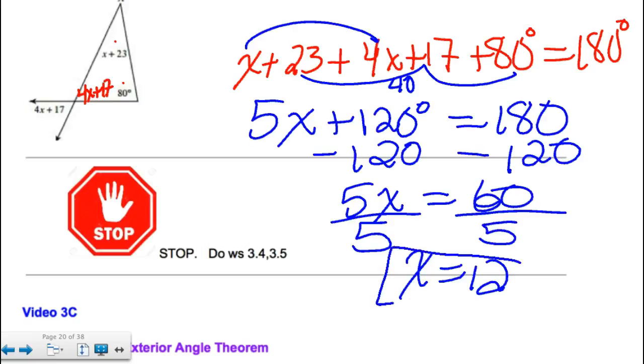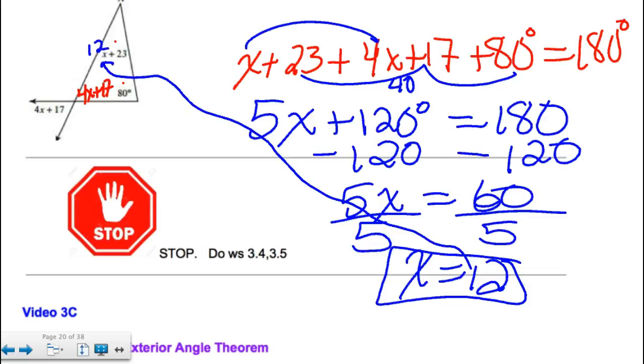And on this one, let's suppose the direction said find x. However, if it said to find the measure of angle A, I'd have to take that up, stuff it in, and do 12 plus 23. So be careful what they ask you for.